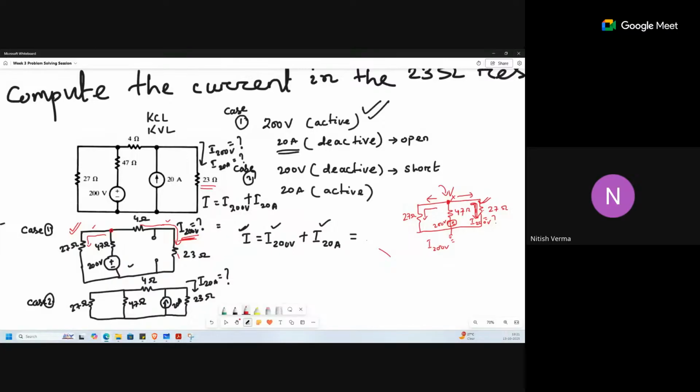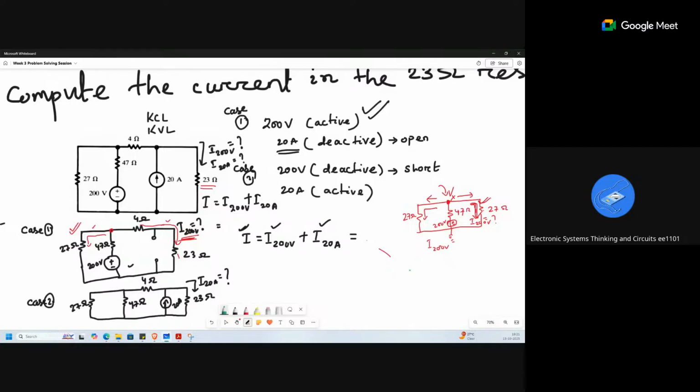Ma'am, for the first case, with 200 volt, I got 1.74 ampere current, which passes across the 23 ohm resistance. First I find the equivalent resistance of 4 and 23 ohm, and then apply KCL, which we already applied in the previous question, and get the potential at Vx. Then I find the potential difference, divide by the resistance, and get this current value.